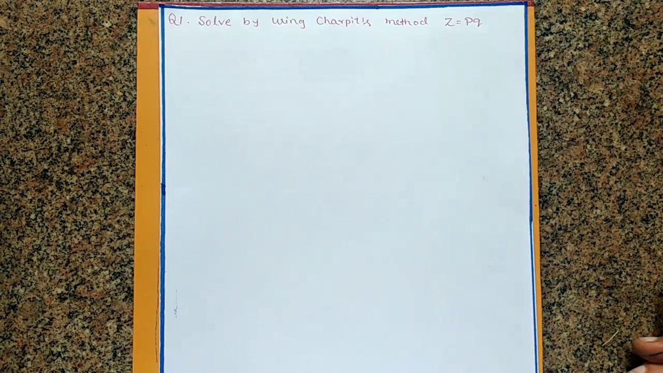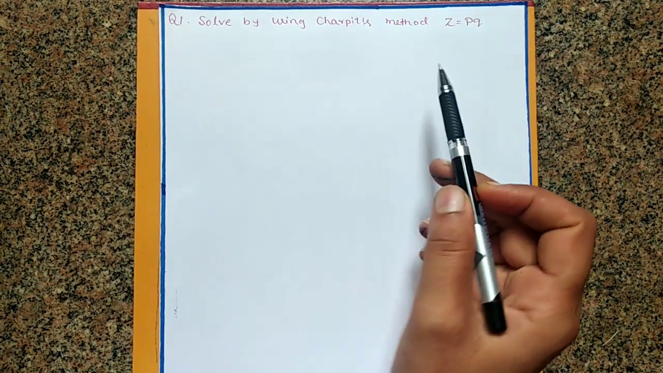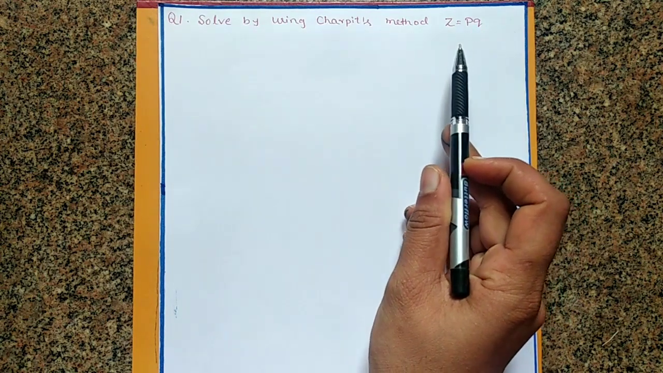Now let us see the example. Solve by using Charpit's method: z is equal to pq.